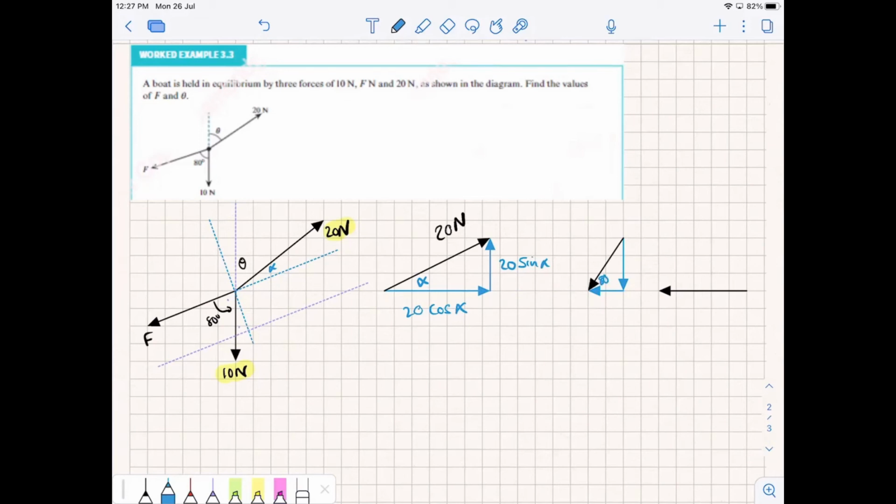Now I can resolve my forces. I've been told that this force is 10 newtons, so the hypotenuse is 10 newtons. So my vertical component is opposite that angle 80, so it's going to be sine, and it's going to be 10 sine of 80. The horizontal component is the adjacent side in the triangle, and that's going to be 10 cos of 80 degrees.